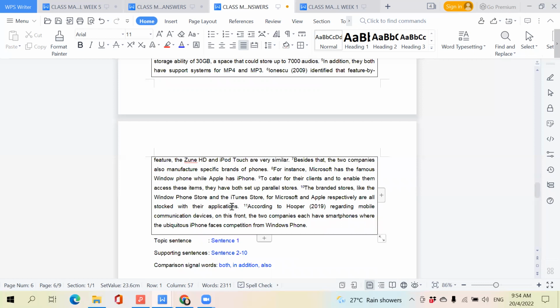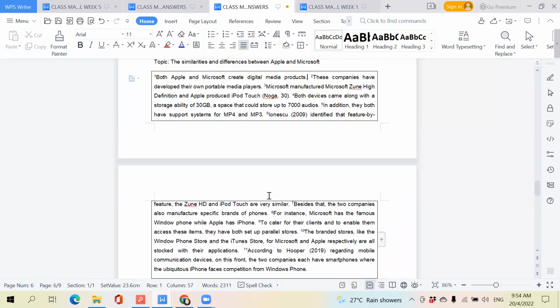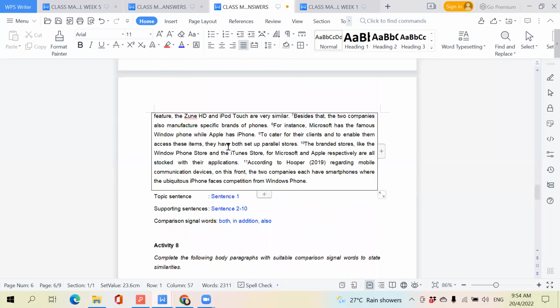If I say however, can I say however in this paragraph for similarity? It's not advisable for you to use however, but, in contrast, or on the other hand here, because this is all about similarity, and using a contrasting signal word is not quite acceptable. So please take that into consideration when you write your paper. Sorry.